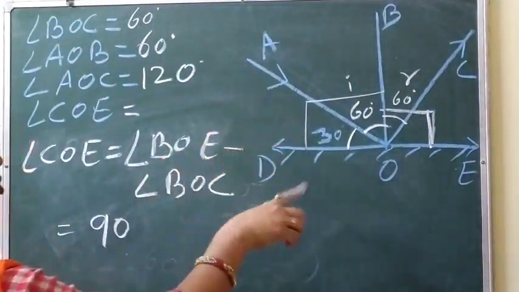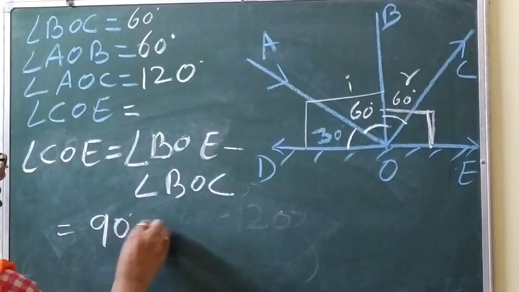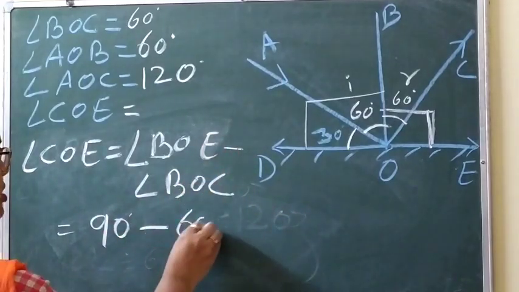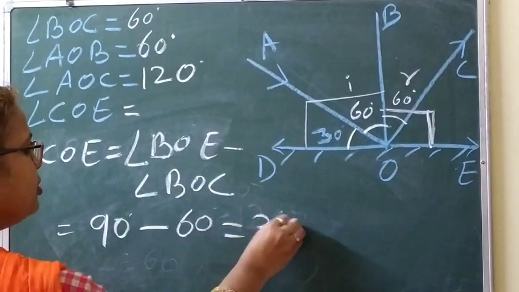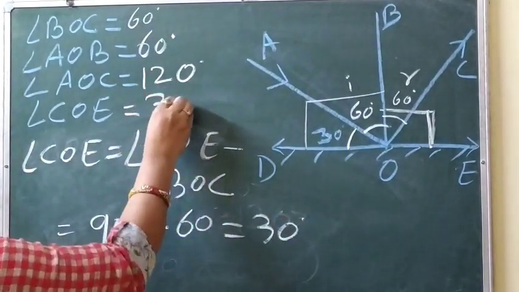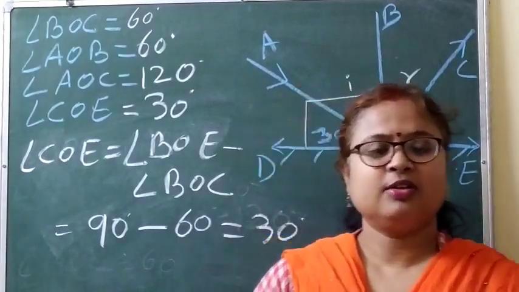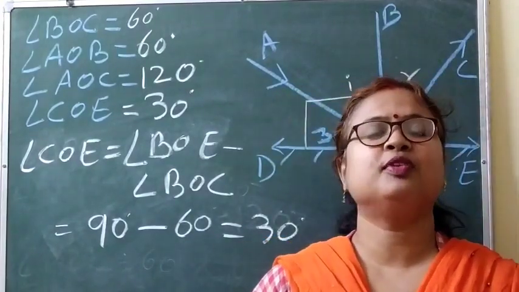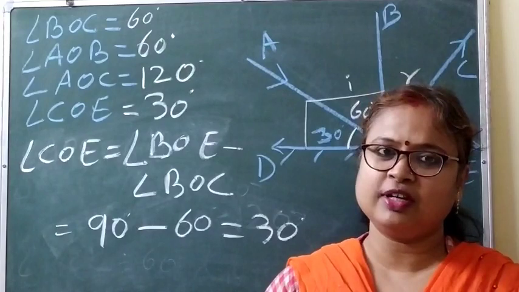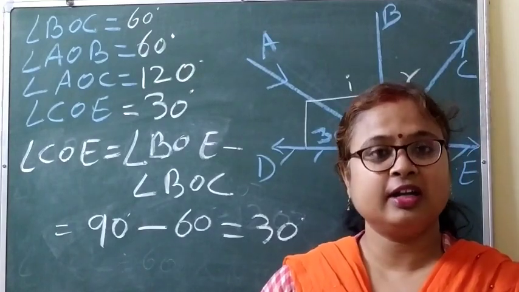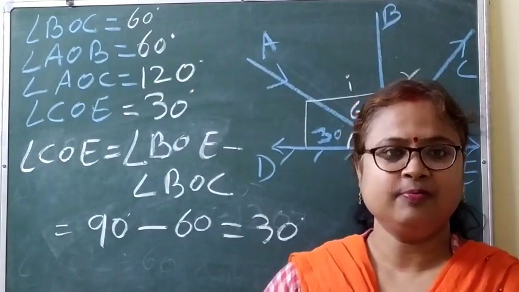So BOE is 90 degrees. 90 minus BOC is what? 60 degrees. And this is equal to 30 degrees. So here the answer will be what? 30 degrees. Clear? So I hope all the numericals must be clear to you. You will not find any problem when you solve them. Please go through the video again and again to understand it nicely.